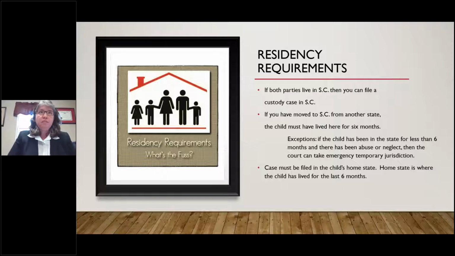Custody cases are usually filed in what we call the child's home state, which is defined as the state that the child last lived in for the last 6 months.